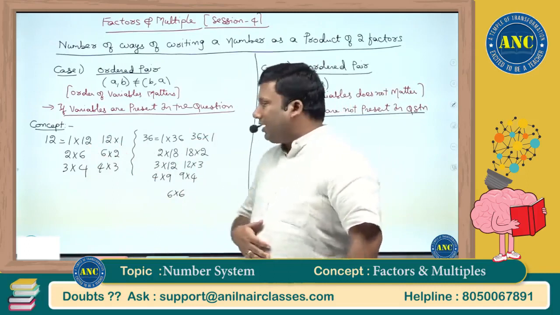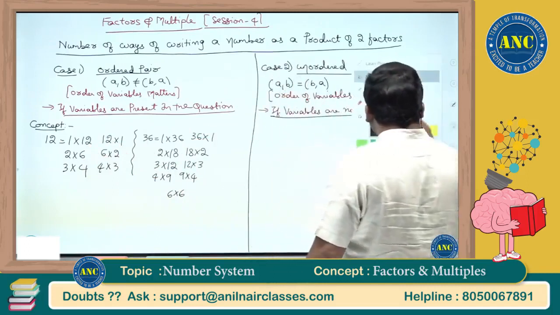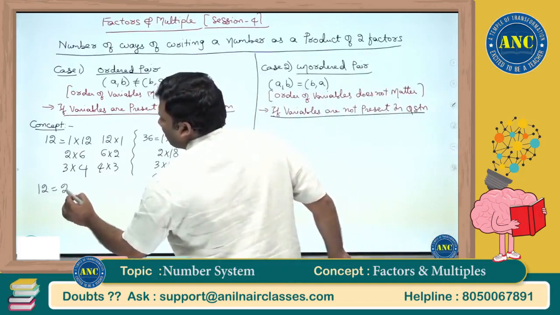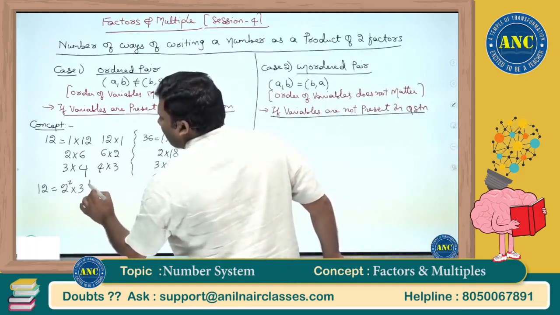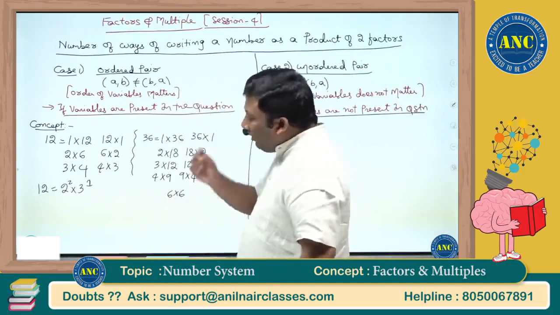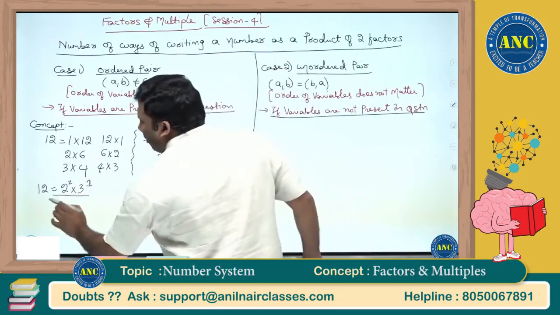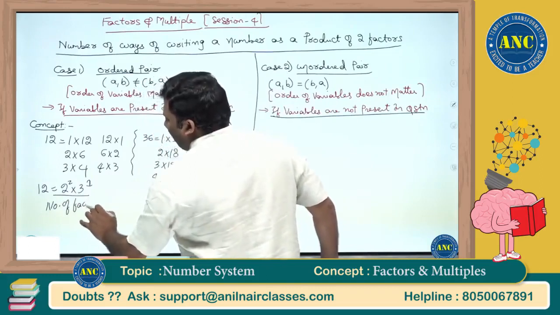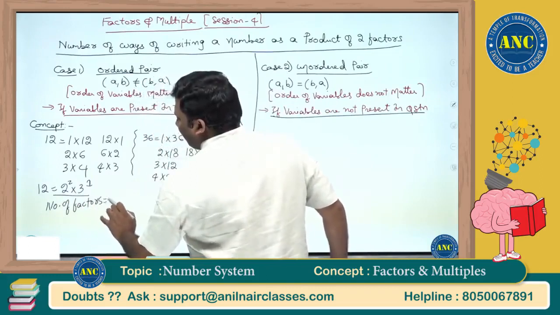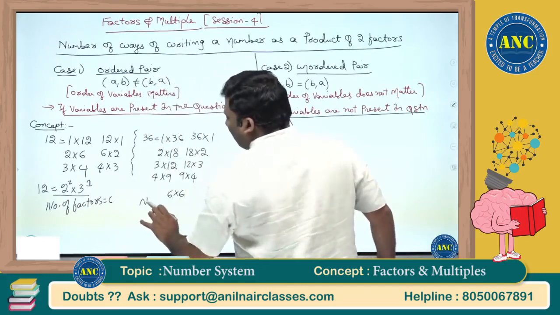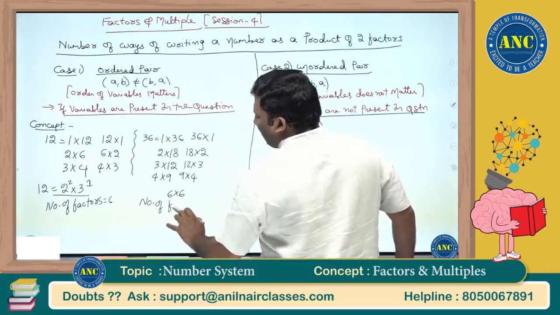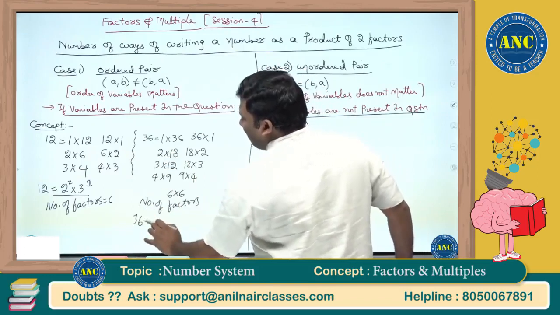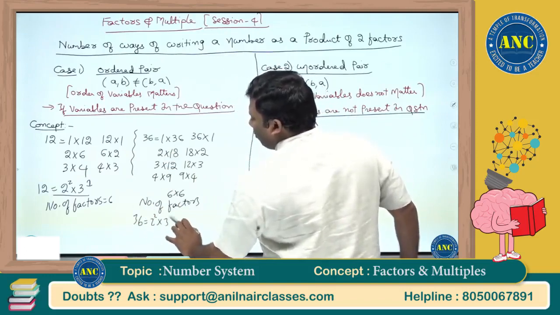6 into 6, reverse is 6 into 6, so it will be duplicated. Now, if you observe carefully, 12 as a power of primes is 2 squared into 3 power 1. How many factors are there for this number? 2 power 0 to 2, 3 cases; 3 power 0 to 1, 2 cases. Number of factors will be 6. Here, how many factors will there be for 36? 36 is 2 squared into 3 squared.